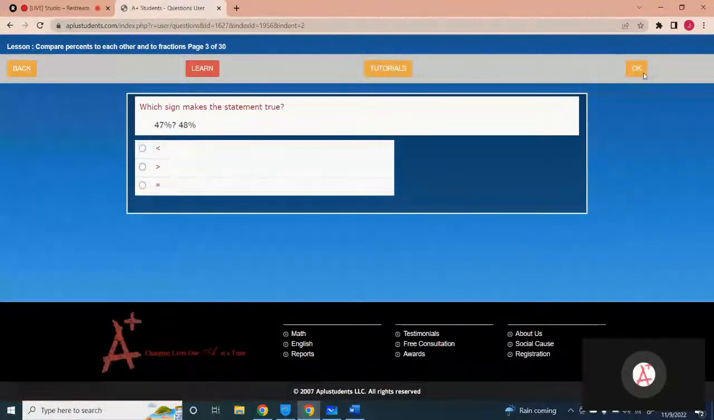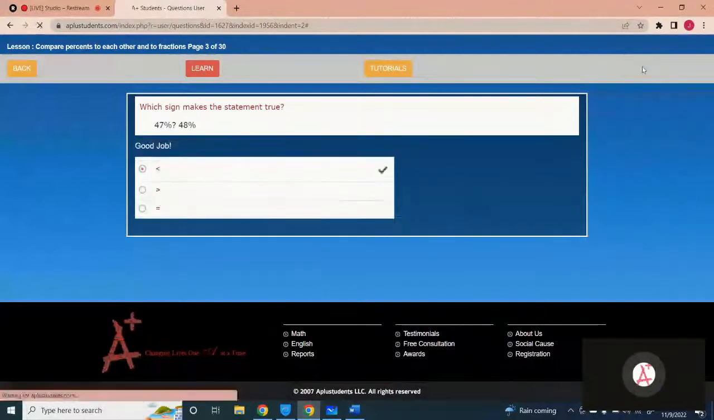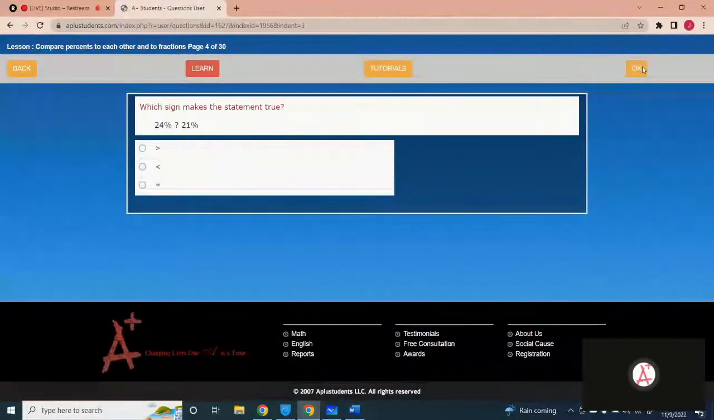Okay, the next one is 47% and 48%. So is 47 greater than 48 or less than 48? 47 is less than 48. So the correct option is less than. Got it? Because 47 is less than 48.